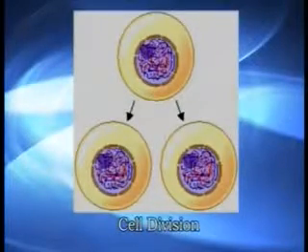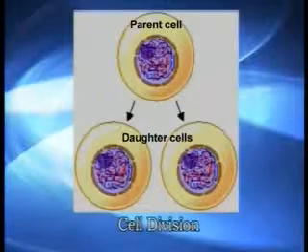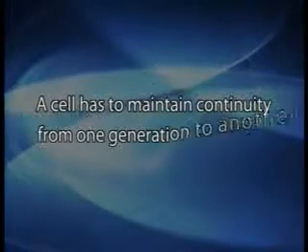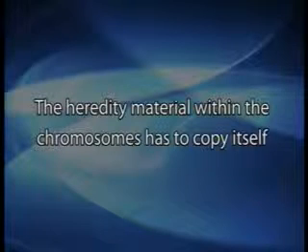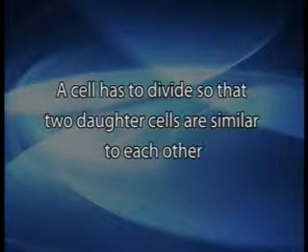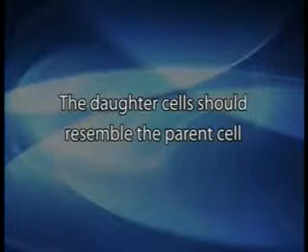One of the basic requirements of cell division meant for growth would be that it should give rise to two daughter cells which should resemble each other and also the parent cell both qualitatively and quantitatively. Since a cell also has to maintain continuity from one generation to another, and since the hereditary material within the chromosomes has to copy itself most faithfully, a cell has to divide in such a manner that the two daughter cells are similar to each other and resemble the parent cell from which these were produced.